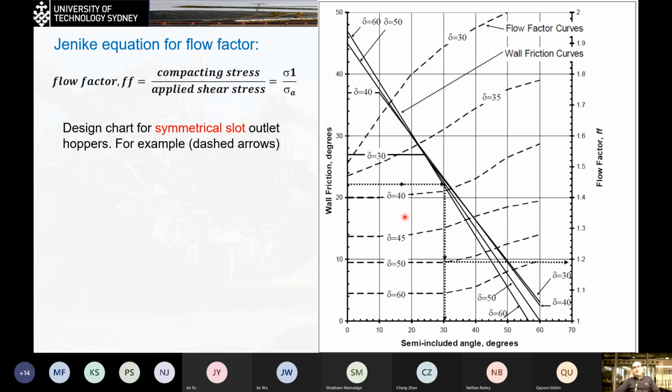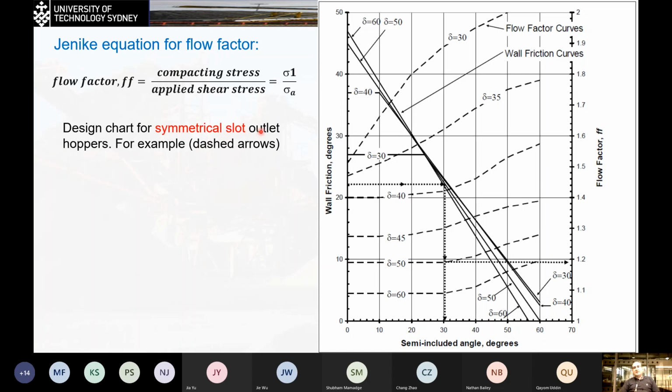So we can use this table, as I'm going to explain in the following example. If we have the wall friction angle and the flow factor curve, we can simply find the value for the symmetrical angle theta, and we can find the flow factor FF, and use it in the later stage of finding the parameters to design the minimum diameter of the hopper. You can see that this chart is for the symmetrical sloped outlet only.